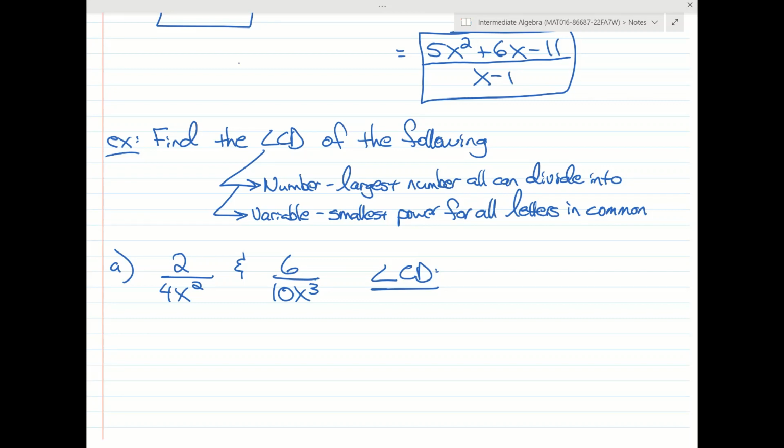So let's see here. This shouldn't be largest. This should be the least or the lowest. So just fix your notes. This is the lowest number that all can divide into. So the smallest number that you could divide by 4 and 10 would be 40. And then the variable, we're looking for the smallest power of all the ones that are in common. So we have x to the second and x to the third. 40 x to the second would be our least common denominator.